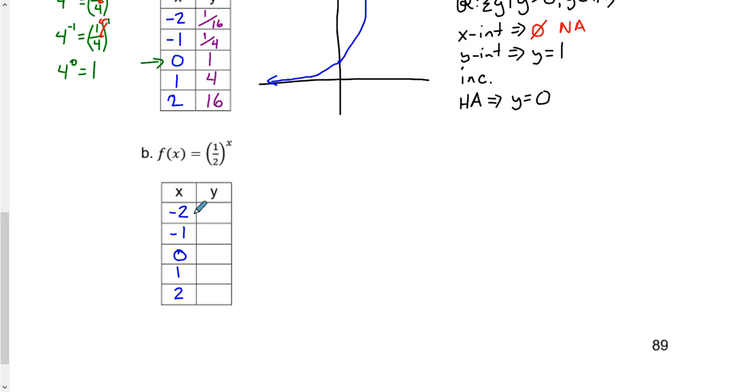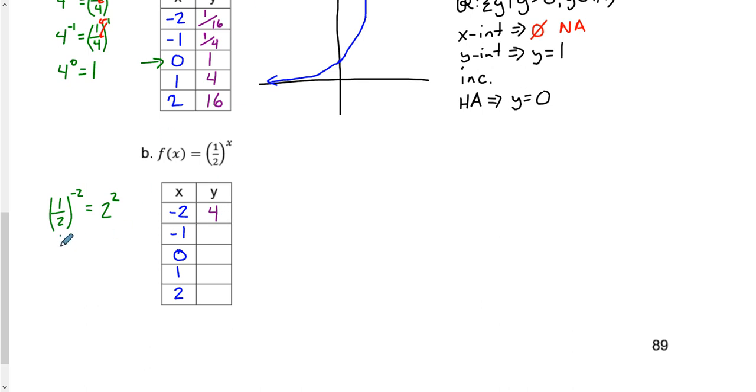1/2 to the power of x. So 1/2 to the power of -2. Well, a negative exponent means we flip the base, so instead of 1/2, it's 2. The exponent just turns positive. 2 squared is 4.